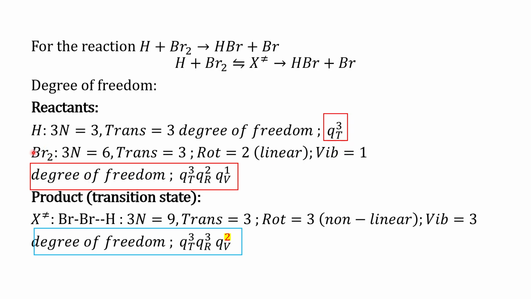For the bromine molecule, there are 2 atoms, so the total degree of freedom equals 6. 3 of them will be translational, 2 of them will be rotational, and 1 of them will be vibrational. So the partition function contributions are given by these representations.